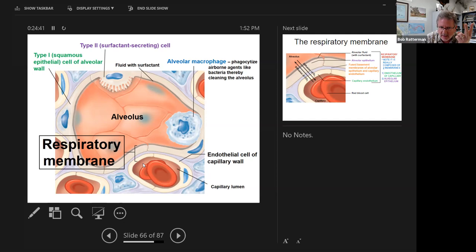But yet, we use the term respiratory membrane to denote this. So it's a little bit confusing, but I think if you just understand it's not one membrane, it's really two membranes.